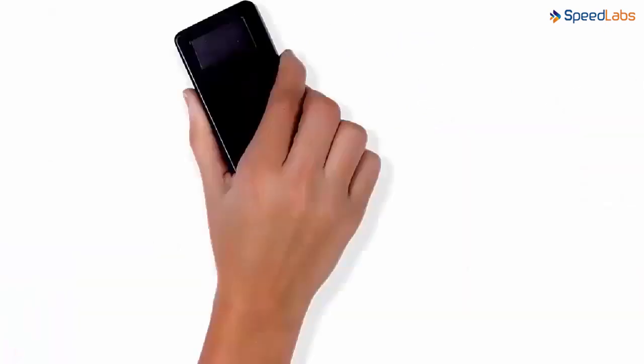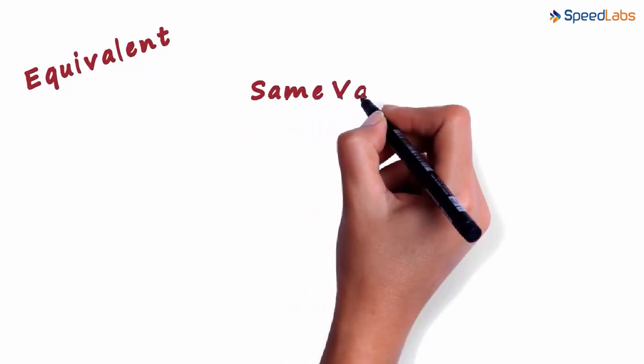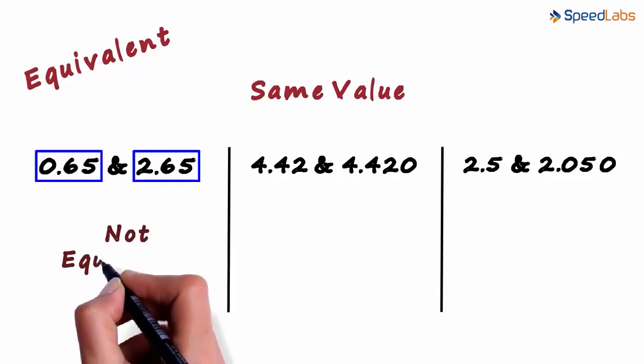Now we look at one last concept in this video. What are equivalent decimal fractions? Two decimal fractions are equivalent if they have the same value. Look at these three pairs of numbers. Are 0.65 and 2.65 equivalent? We can see that the digits after the decimal point are the same in both cases, but the integral part is different. It means these two decimal fractions do not have the same value. These two decimal fractions are not equivalent.